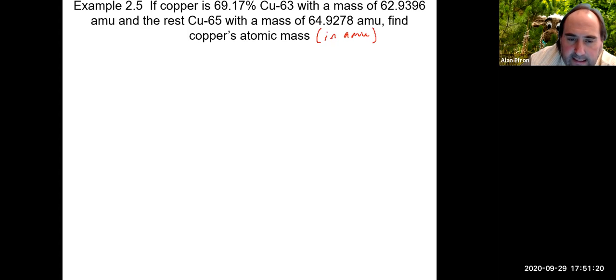So the idea is like in this particular one, for example, if you had all of the naturally occurring isotopes, you would have 100% of something. So sometimes you could use that as your way to figure out a missing percent abundance and stuff like that. Sometimes they give you all of it. Sometimes they may give you one that's missing, like in this particular problem here.